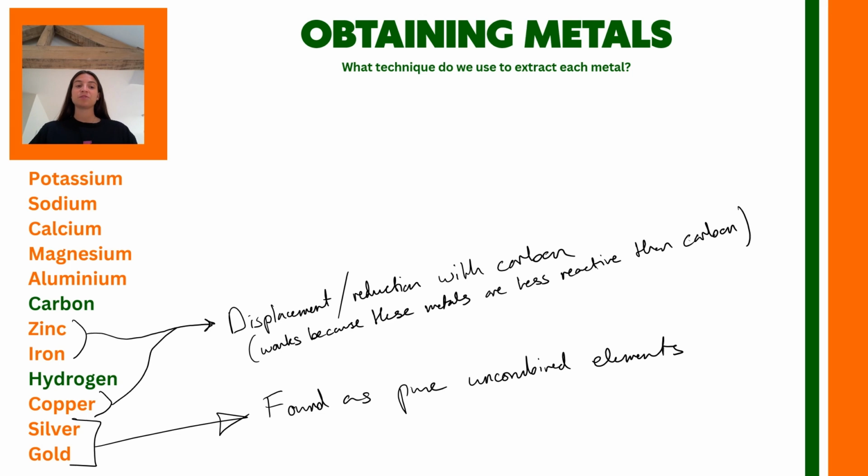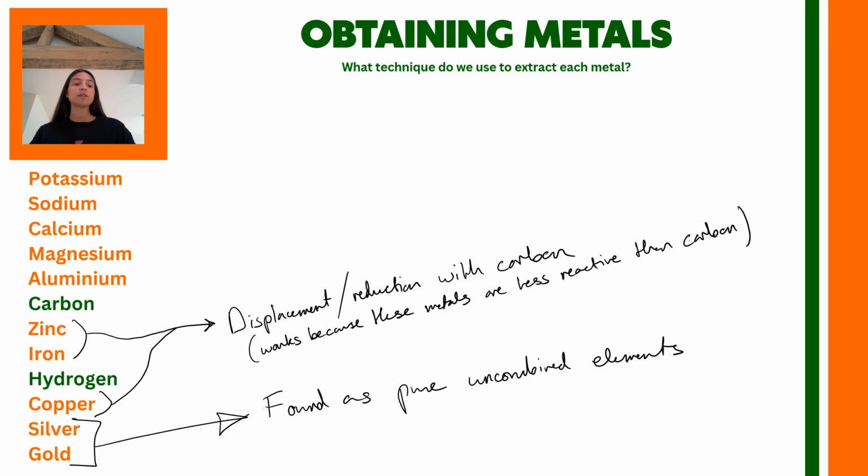So our next three that come together in a group, copper, iron, and zinc, these three, we can use a displacement reaction with carbon to extract the metal. Because these three are actually below carbon in our reactivity series, that means that carbon will be able to displace them. So anything above in the reactivity series, you won't be able to use this method for.